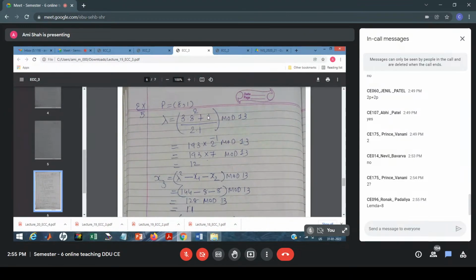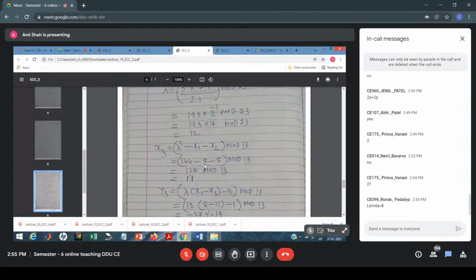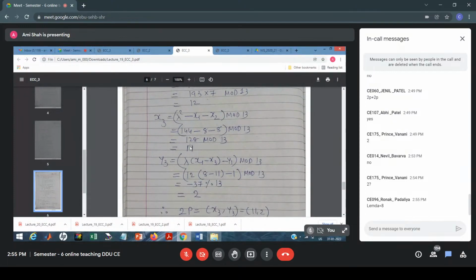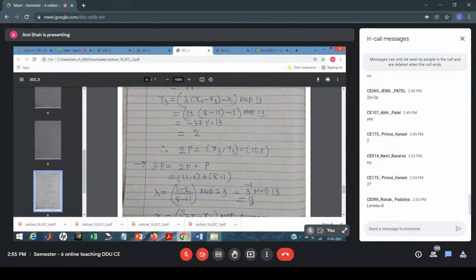All of you know that lambda can be calculated by using this equation. Now when you calculate x3, you get 11, and y3 you get 2. So 2p equals x3 comma y3, meaning 11 comma 2. This is the 2p value. Once you get 2p, I am doing 2p plus p, and then I get 3p. Basically my purpose is to find 3p.